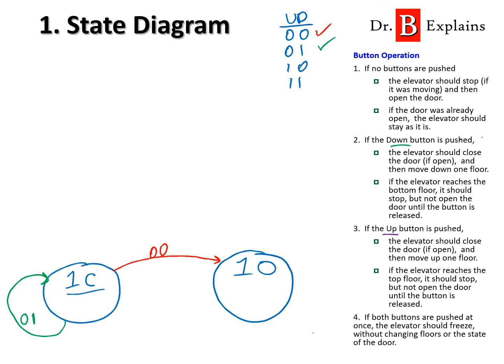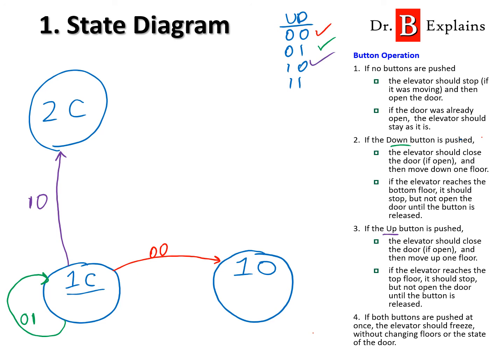Okay, so now we're saying that it needs to move up 1 floor. So we're gonna go up 1 floor. That's our 1, 0. And we're going to put A. So now we're in the second floor and the door is still closed, okay? Now the last state, we put that purple.